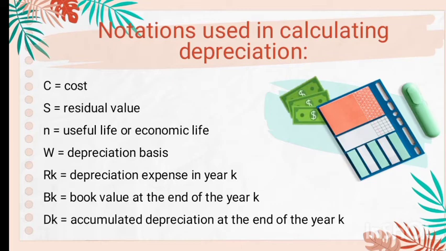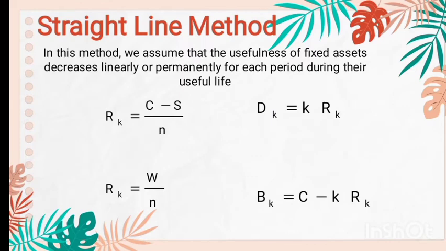Next, the notation used in calculating depreciation. C is cost, S is residual value, N is useful life or economic life, W is depreciation basis, RK is depreciation expense in year K, BK is book value at the end of the year K, and the last DK, accumulated depreciation at the end of the year K.